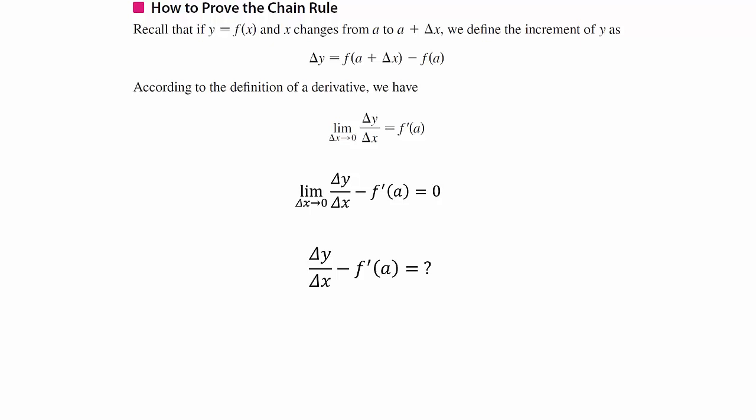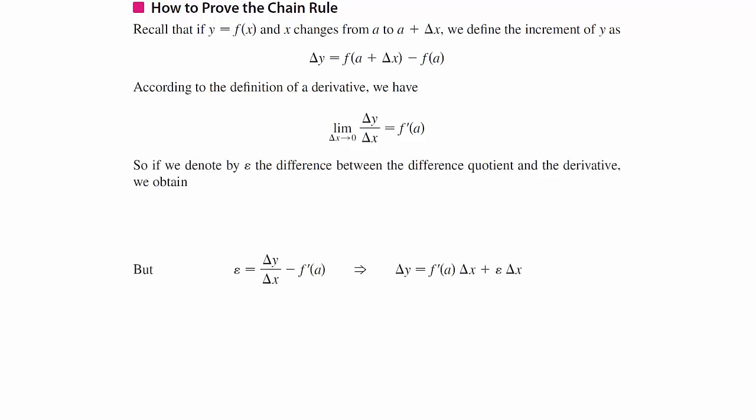However, since we don't know what it is, we need to represent it by a variable, and we're going to choose that variable to be epsilon. And that's really all that this is saying. So we have epsilon equals delta y over delta x minus f prime of a. And we can just rearrange this using algebra to get it into a usable form, the one that we have up here. So delta y equals f prime of a times delta x plus epsilon times delta x.